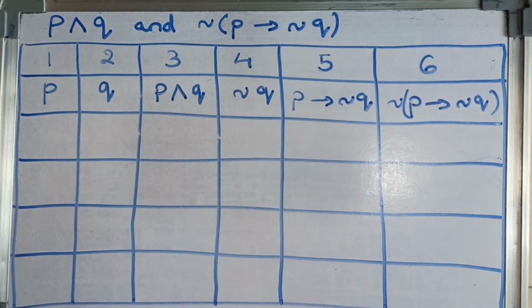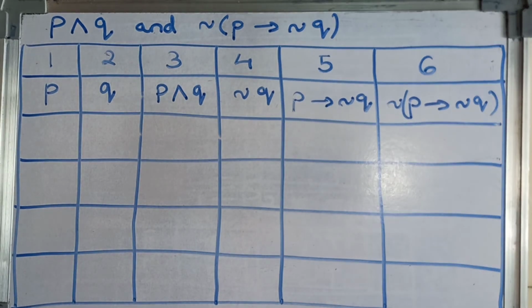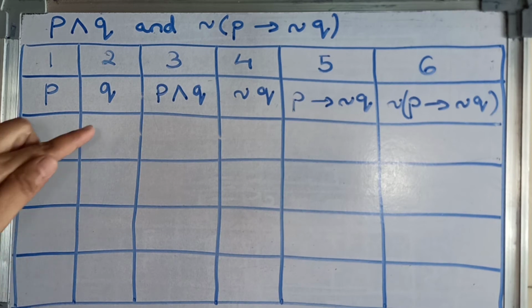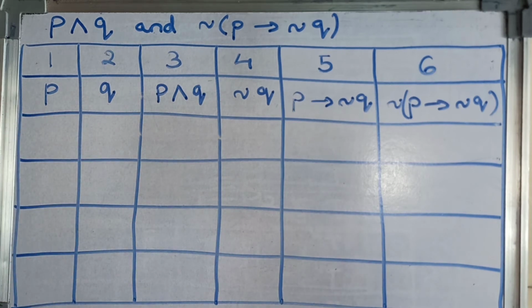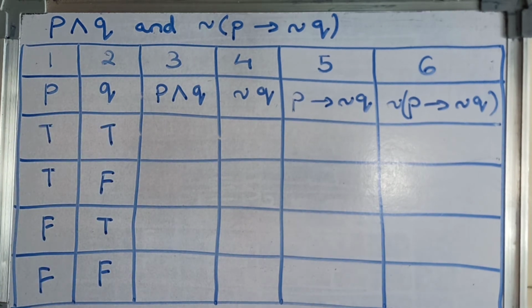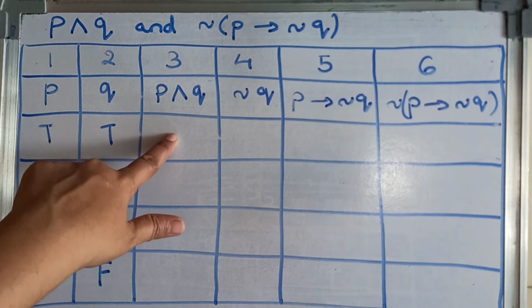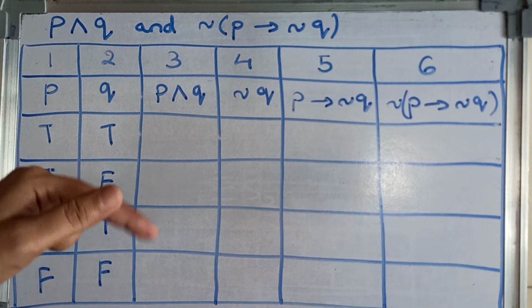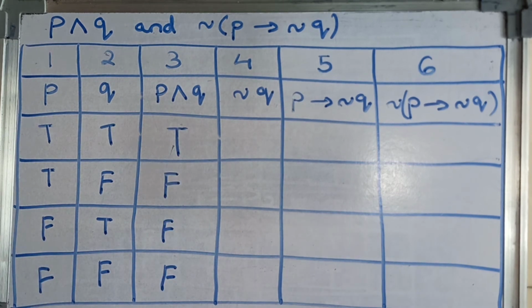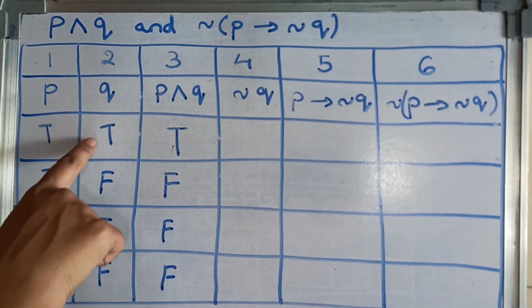So let's start making the truth table. The first two columns will be TTFF and TFTF. Next column is P and Q. Now we know P and Q will be true only if both the statements are true. That is, in the first row it will be true, and for all others it will be false. Next we have negation Q. Negation Q will have opposite truth values to Q, so it will be FT, FT.